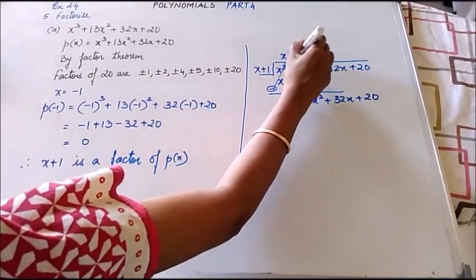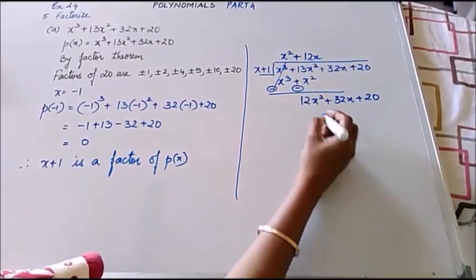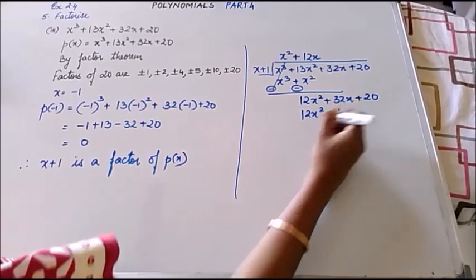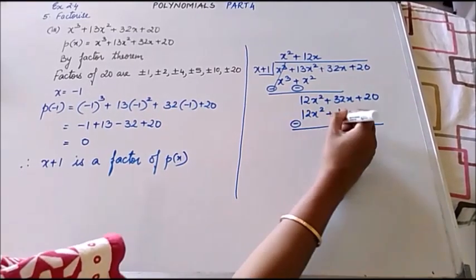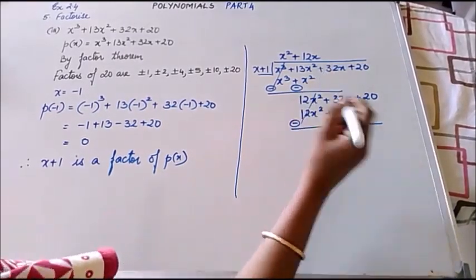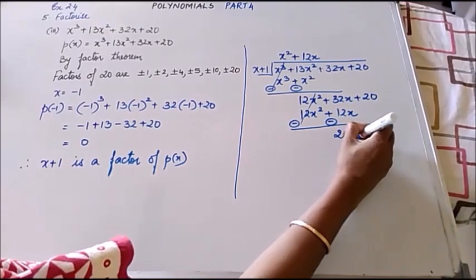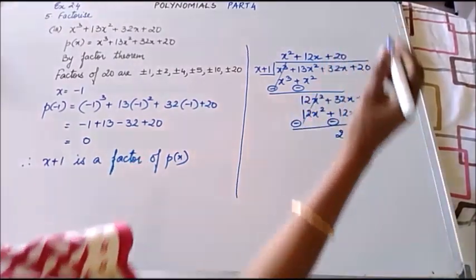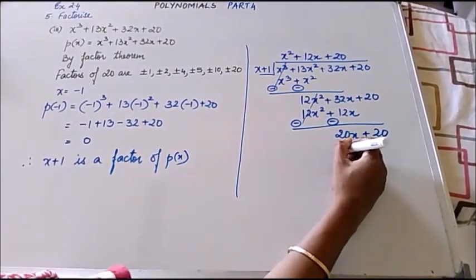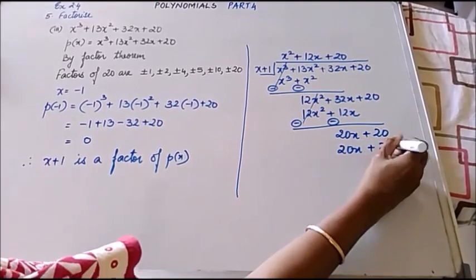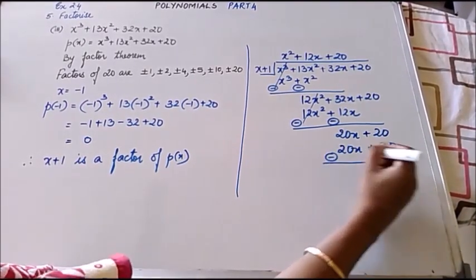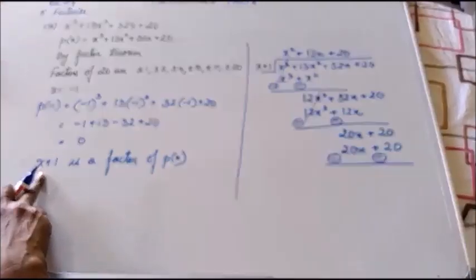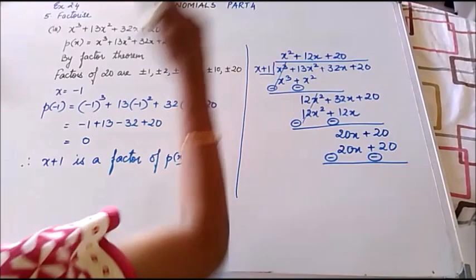Next you will get here plus 12x. This will give us 12x square plus 12x. Subtract. This will give us 20x plus 20. Here it will be plus 20. This will give us 20x plus 20. Subtract. You will get the remainder 0. Now one of the factors is x plus 1 and the other factor is x square plus 12x plus 20.